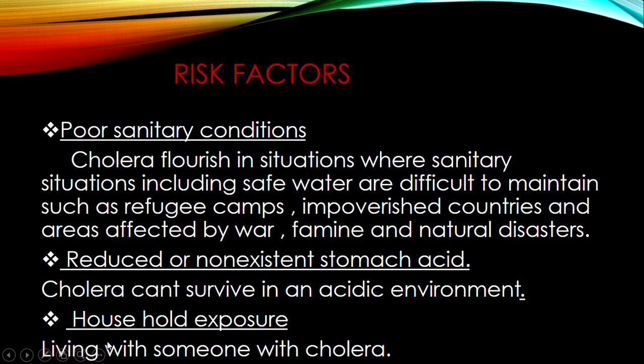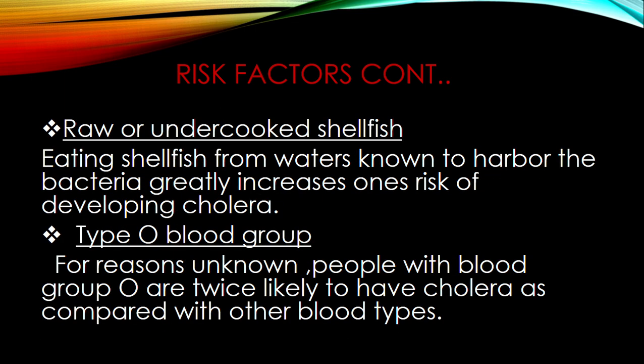Then the third point is household exposure. This occurs when in the house there is a person who has Vibrio cholerae. Because it is infectious, cholera can be transmitted to other members of that household. The fourth risk is raw or undercooked shellfish. Eating shellfish from waters known to harbor the bacteria greatly increases one's risk of developing cholera.